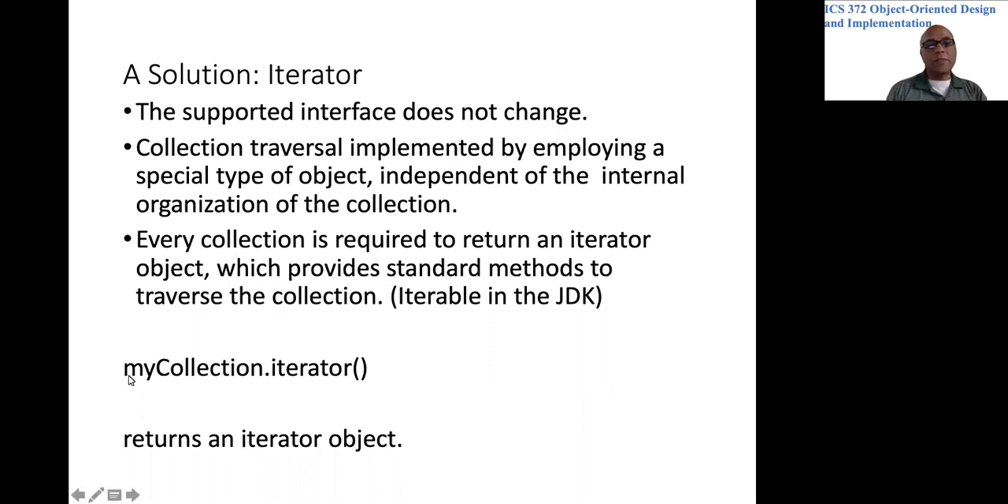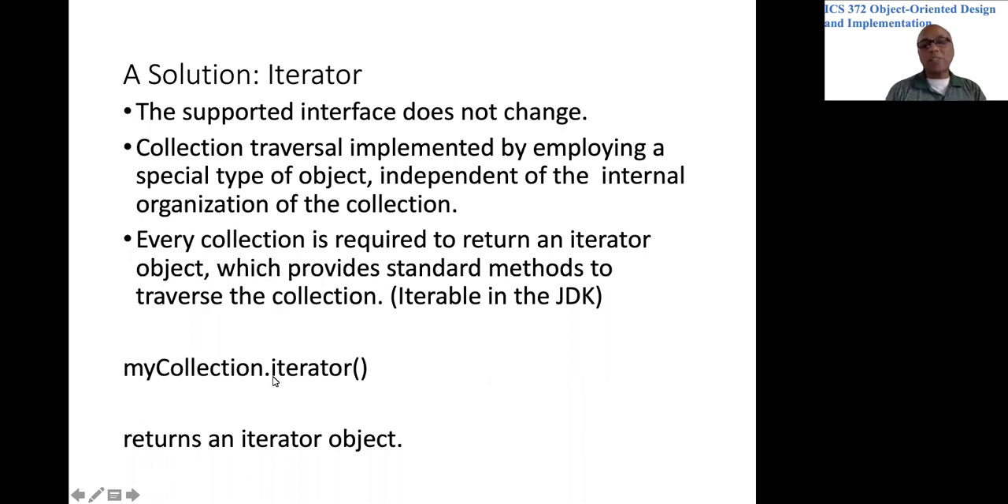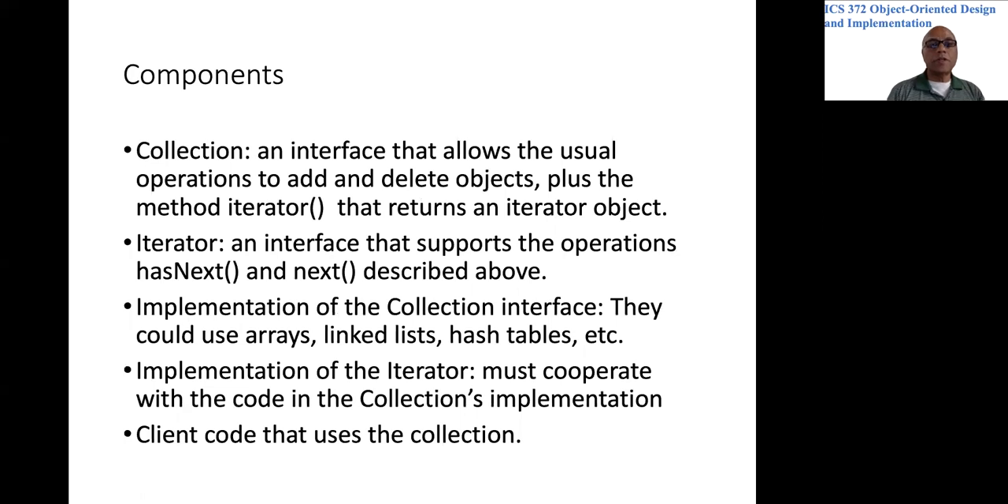So let's see what the idea is. If you have a collection, let's call it my collection. So that would be like elements here. It is always possible. This is kind of a standard, to have a method iterator on every collection that anybody creates. So myCollection.iterator will return an iterator object. And this iterator object never changes its interface. And you can use that iterator object to retrieve all the elements. So that is the principle.